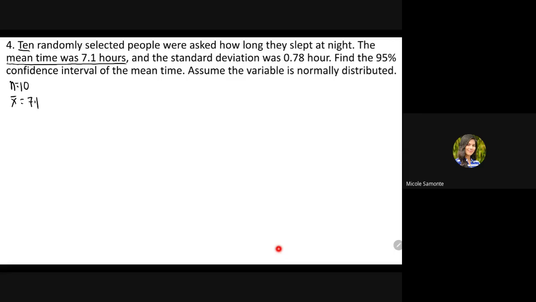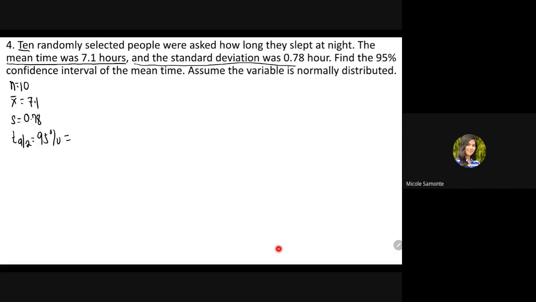Tapos, ang standard deviation mo dito ngayon ay s na to, kasi sample standard deviation. s which is 0.78. Ang tanong ko dyan ngayon, ang gagamitin ko ba ay t-test or z-test? Ang sample size ko ay 10 lamang. So, hindi ako umabot ng 30. Less than 30 siya. So, ang gagamitin ko ngayon ay t-test na. So, t alpha over 2 which is 95%.